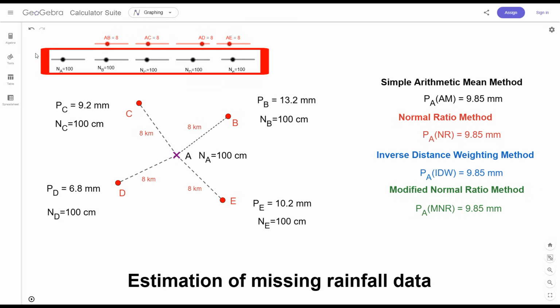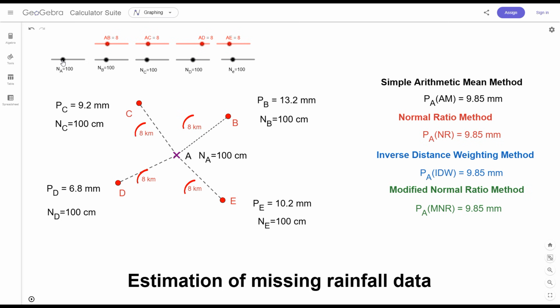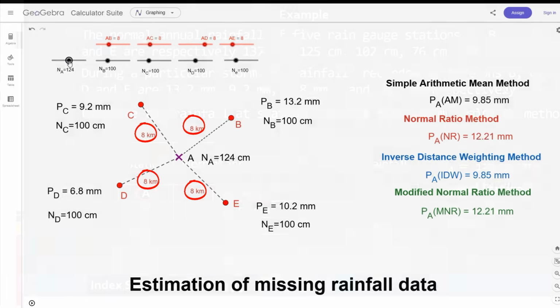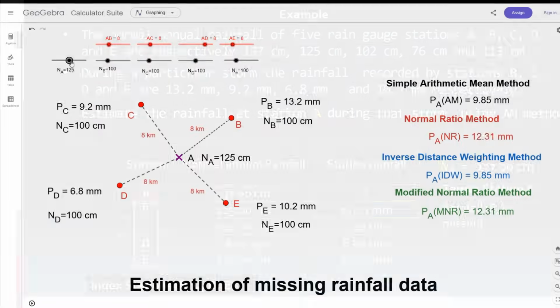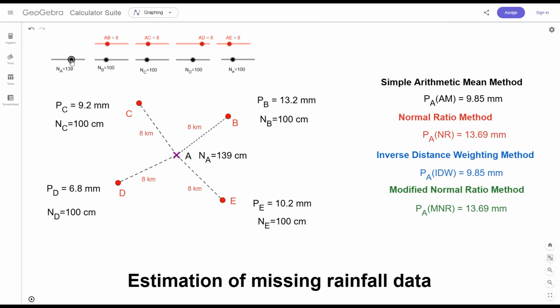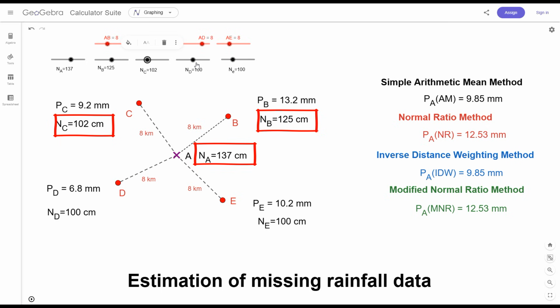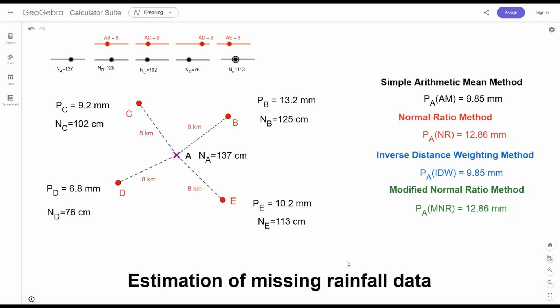Keeping all distances constant at 8 kilometers, let's change the normal annual rainfall values to the example which we solved earlier. NA equals 137 centimeters. NB equals 125 centimeters. NC equals 102 centimeters. ND equals 76 centimeters. NE equals 113 centimeters. Observe what happens to our estimates.